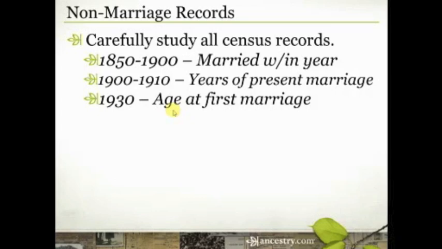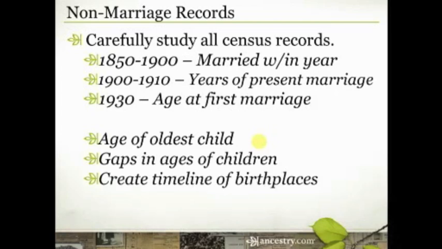So those census records are going to give you some really, really big clues to when and even where your ancestor may have been married. And sometimes that is the only documentation you're going to find, is in those particular records. Another way to use the census record has to do with paying attention to the children. And here's just three quick suggestions for how to do that.